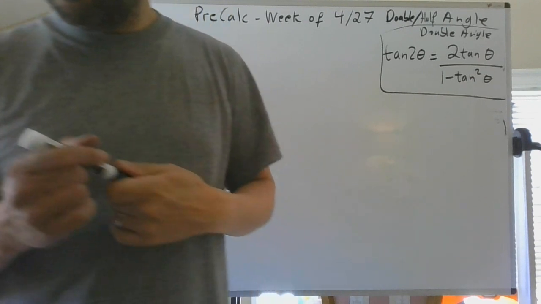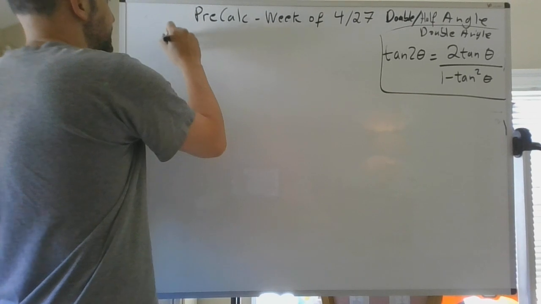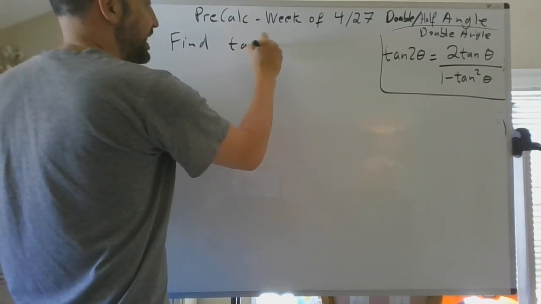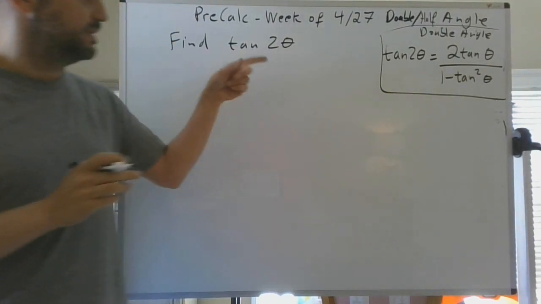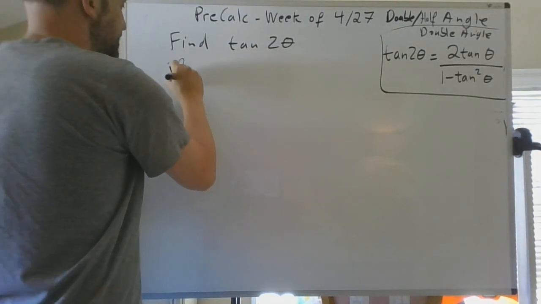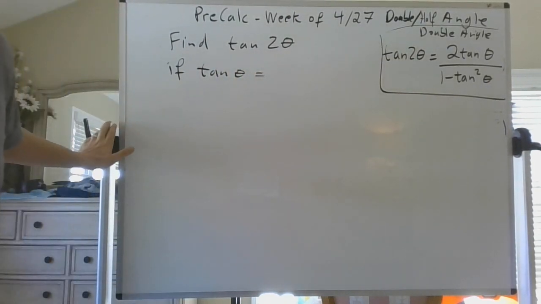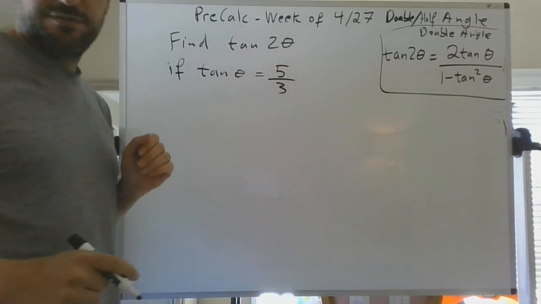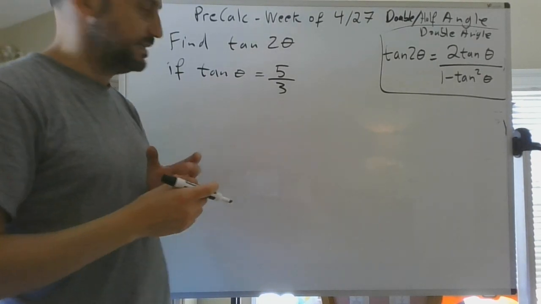Okay. So first thing we're going to do is double angle, and we're going to look at it like this. Find tan of 2 theta, so that's double the theta. That's why it's called double angle. Tan of 2 theta. But then I'm going to say if tan of theta, which I'm going to give you, is equal to 5 over 3. Okay. Don't try to go look into the unit circle to find out what angle that is. You're not going to get it. It's not going to be available in the unit circle.